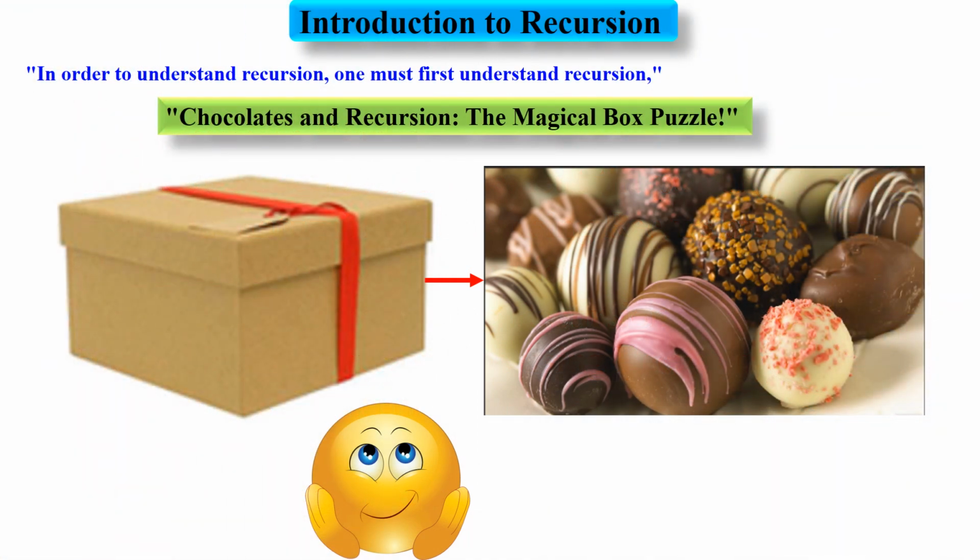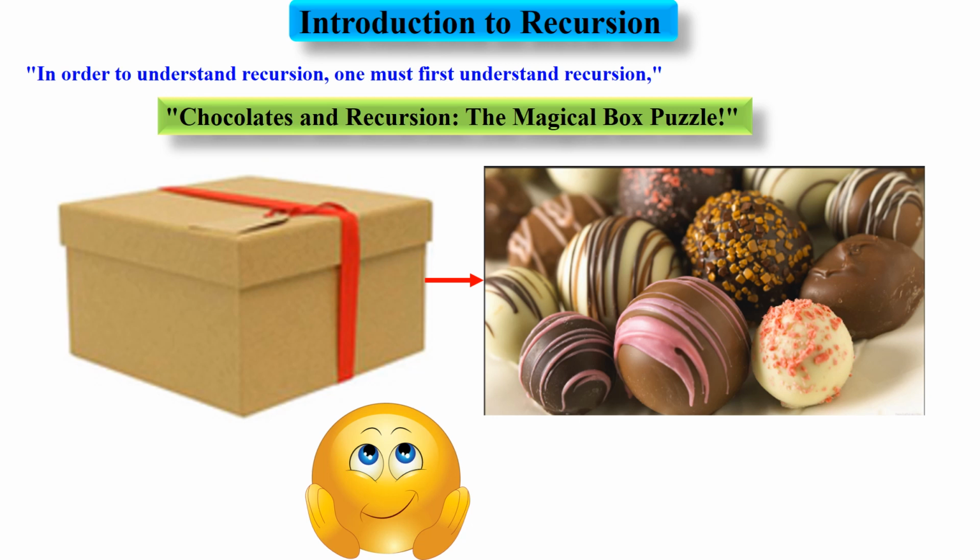The statement, "In order to understand recursion, one must first understand recursion," is a playful and somewhat paradoxical phrase often used humorously to describe the self-referential nature of recursion. In its simplest form, a recursive function is one that calls itself. Let me try to explain with an example.